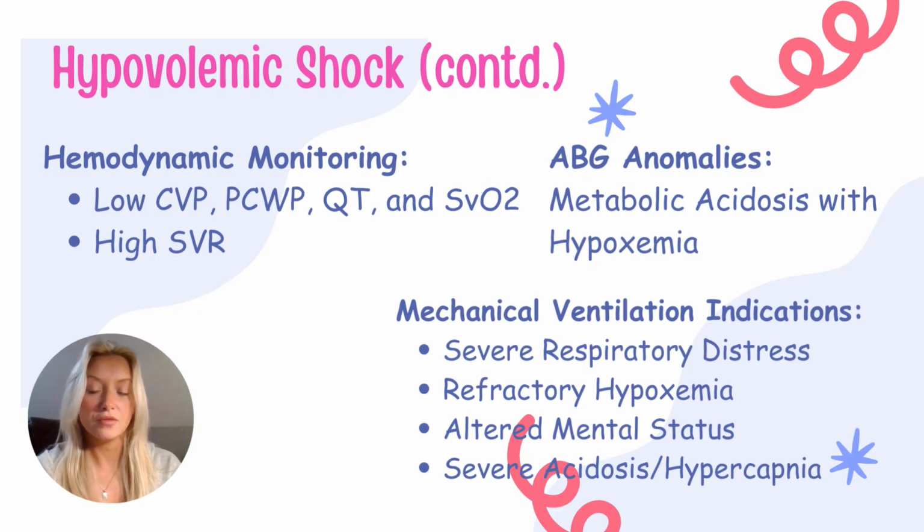An ABG of a patient in hypovolemic shock is going to show a metabolic acidosis because of lactic acid buildup in the body. CO2 is also going to be low for respiratory compensation, and then the patient will be hypoxic, so that PaO2 is also going to be reduced.